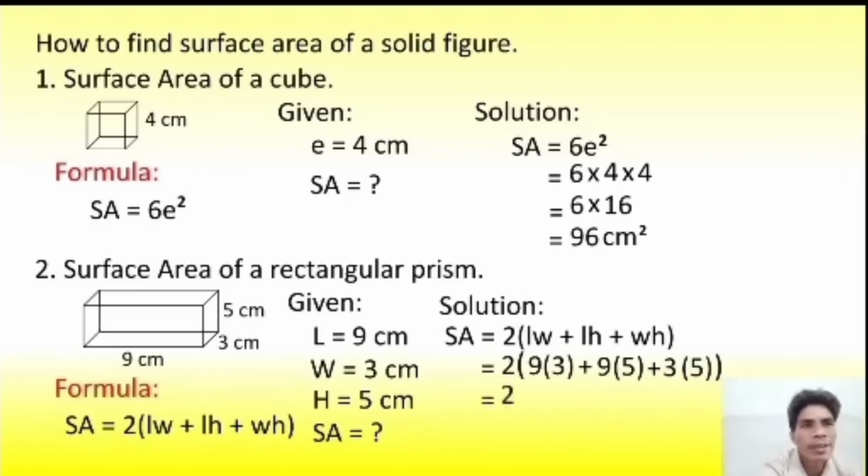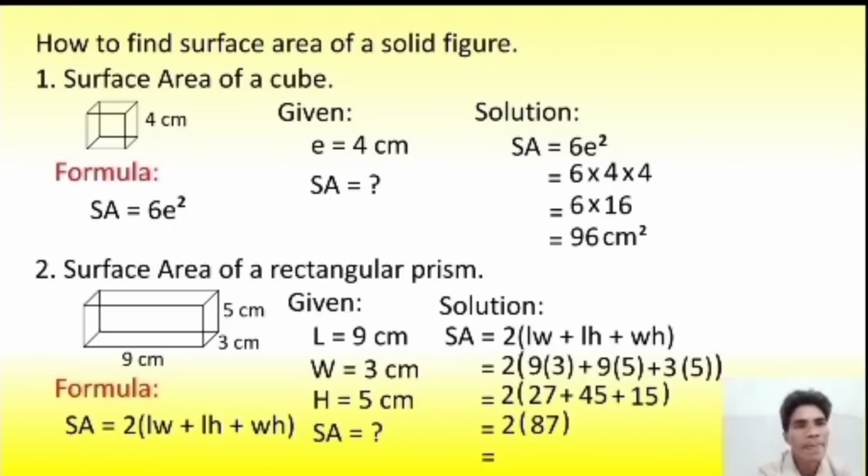Equals, copy 2, open parenthesis, 9 times 3 equals 27, plus 9 times 5, 45, plus 3 times 5 equals 15, then close parenthesis. Equals, copy 2, then open parenthesis, 27 plus 45 plus 15 equals 87, then close parenthesis. Then equals 2 times 87 equals 174. Then copy the unit na cm, then put as squared. So the surface area of the rectangular prism is 174 centimeter squared. So, ganyan po ang pagkuha ng surface area of a rectangular prism.